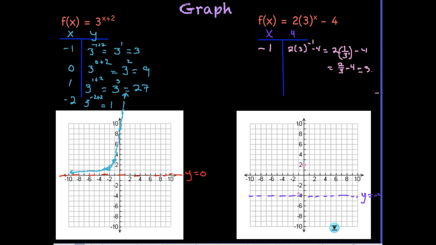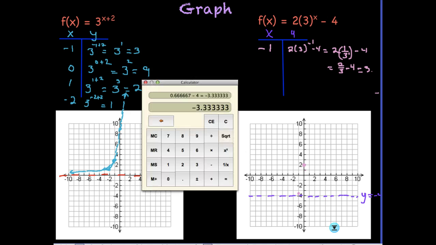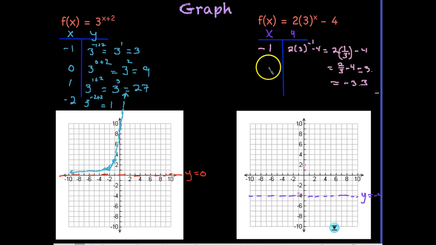And if we subtract 4, you can do that in your calculator. In fact, let's go ahead and put that in our calculator so you can see. If we take 2 and divide it by 3, that equals 0.666667. And then if we subtract 4 from that, we end up with approximately negative 3.3. All right, let's go ahead and try another point.